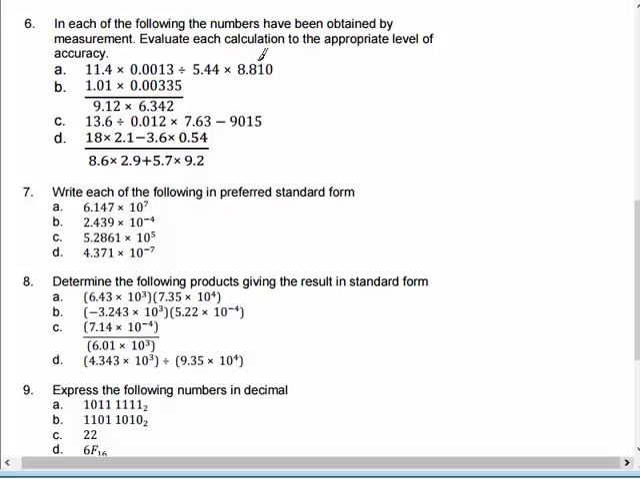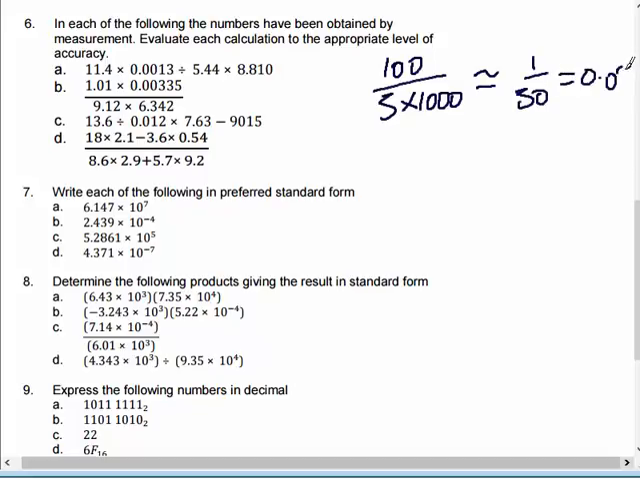We've got 11 times 9, roughly 99. Let's round that to 100. And that's going to be divided by 5. And the numerator is multiplied by 0.001, which is the same as multiplying the denominator by 1000. So that's approximately equal to 1 over 50, which is equal to 0.02.